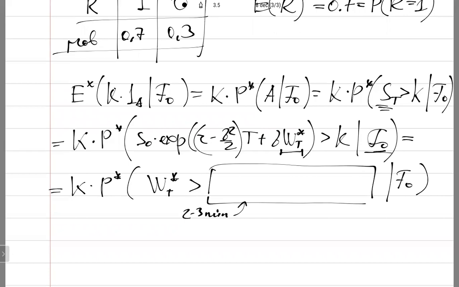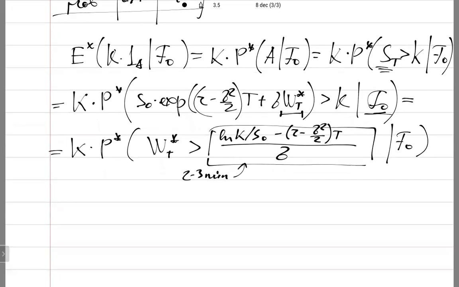Isn't it the natural logarithm of K over S_0 minus r minus sigma squared over 2, times t? So it should be greater than... we will divide by sigma, I think, yes? So it will be the logarithm of K over S_0 minus (r minus sigma squared over 2) times t. Like that? Yes. Okay, we have a perfect match.